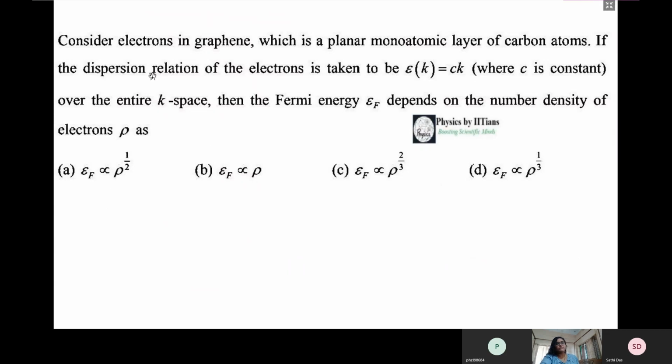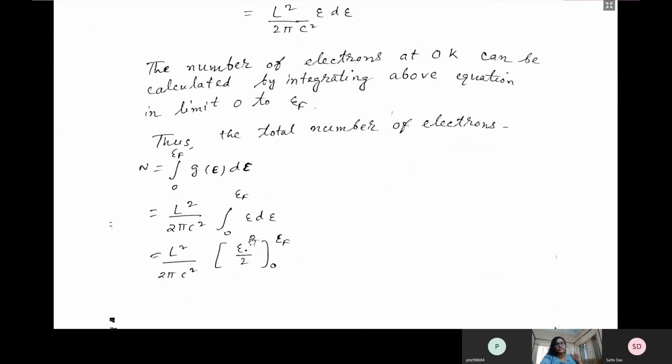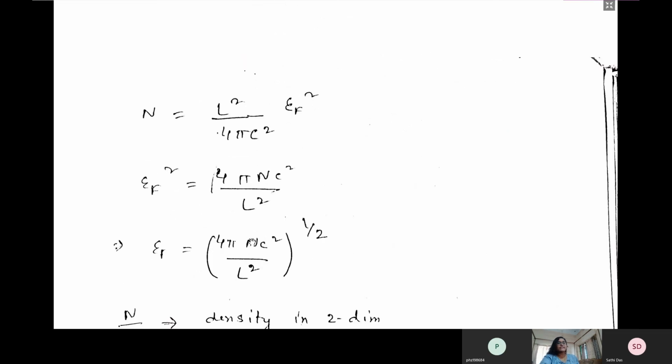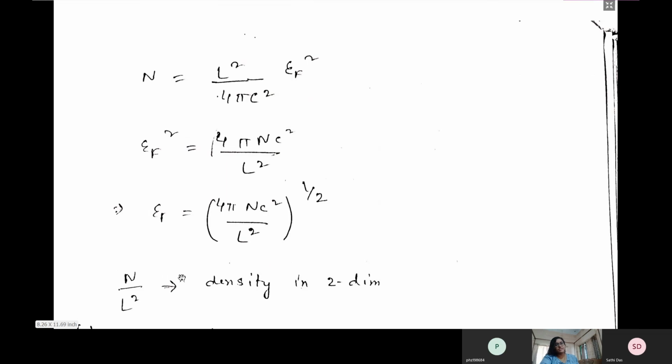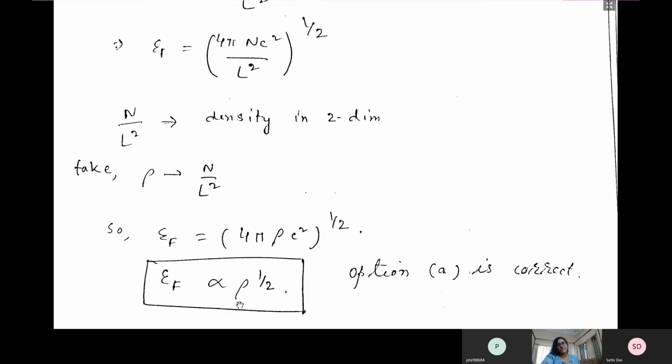So what you have to do whenever you are given a dispersion relationship and you don't know how to calculate the Fermi energy of the system: use the dispersion relationship, find out the density of states, and find out the number of electrons at 0 Kelvin temperature. You will get the Fermi energy of the system in terms of number and area, or number per unit area, or number per unit volume for the 3-dimension case, or number per unit length for the 1-dimension case, and from there you can find out the dependency of the Fermi energy on the density.